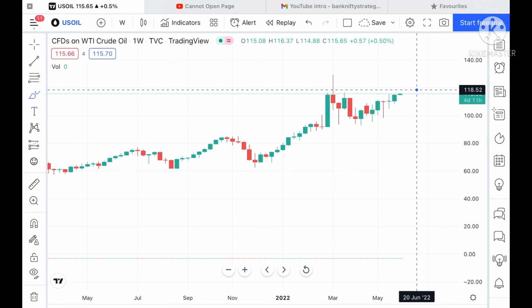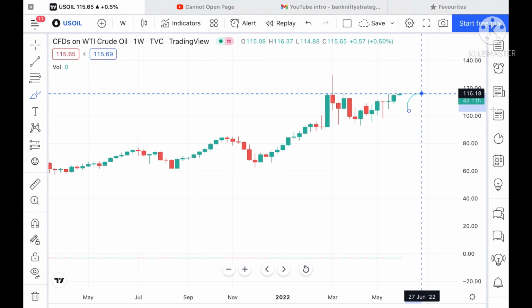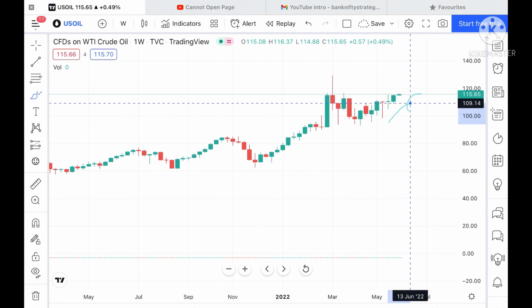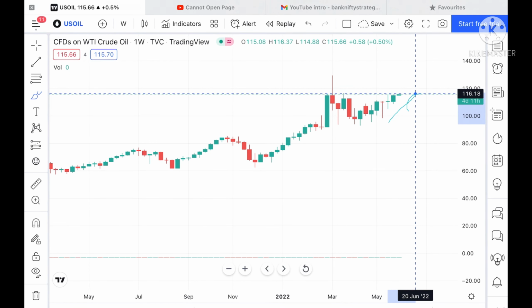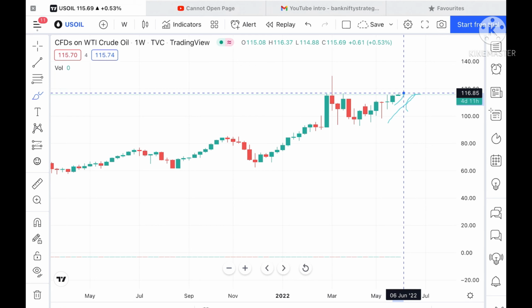So suppose the price of crude sustains this particular level, we can see it move further up and touch a level of 116.18. If you look at this particular trend, 116.8 is already a weakened resistance, so the probability is very high. We can see it move further upside and touch a level of 116.85.